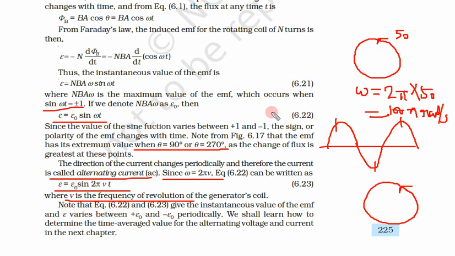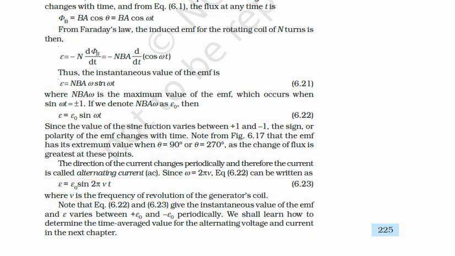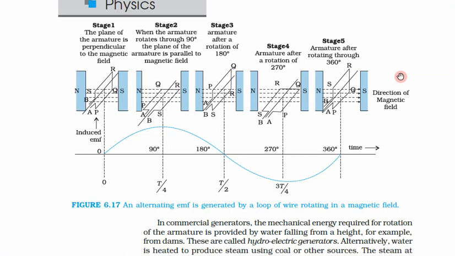Note that equation 6.22 gives the instantaneous value of EMF. Epsilon varies between plus epsilon naught and minus epsilon naught. So maximum EMF can be epsilon naught and minimum can be minus epsilon naught periodically, and value changes in between them. We shall learn how to determine the time average value of alternating voltage and current in the next chapter. So in the next chapter we will learn about AC in detail, but till now we have understood how this is generated.